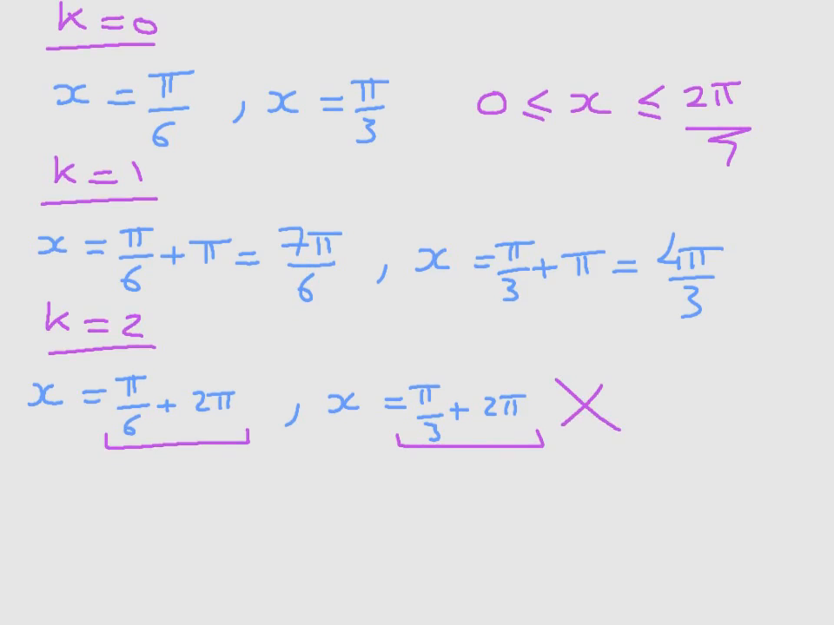The next value we look at would be k equals -1. By considering that value, our first equation would lead to x equals pi over 6 minus pi. And the second equation would lead to pi over 3 minus pi. But both of these are going to be less than 0, because pi over 6 is less than pi, and pi over 3 is also less than pi. So they'll both lead to negative solutions. So we don't need to consider negative values of k either.